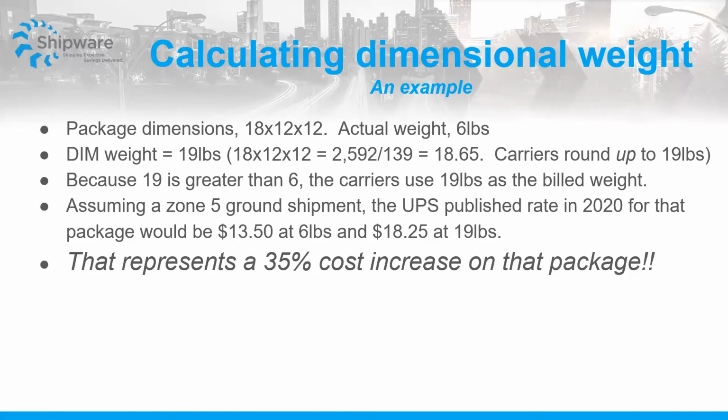So let's assume that package was a ground shipment, and let's assume it was going to ground to zone 5. And we're dealing with published rates here, not discounted rates. But if we go to the UPS 2020 rate guide, we can see that a zone 5 6-pound ground package would cost $13.50 to ship. A zone 5 19-pound ground package would cost $18.25 to ship. So that represents a 35% cost increase on that package due to those package dimensions.